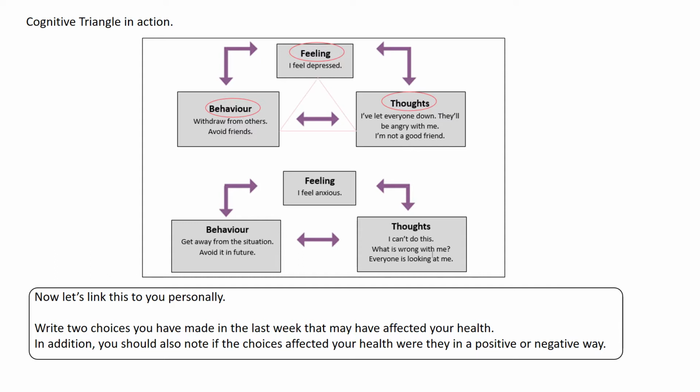Let's take a look at the second triangle. The feeling here is of feeling anxious. This leads on to the thoughts. I can't do this. What is wrong with me? And everyone is looking at me. And from this, the behaviours that could appear is you try to get away from the situation, or you avoid it in the future. And from this behaviour, it reinforces yet again that feeling of I feel anxious.